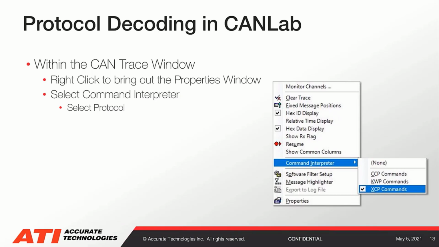CANLab also supports 3 protocols: CCP, XCP, and keyword protocol. We can decode those by right mouse clicking inside the workspace, select the command interpreter, select the protocol we wish to interpret, then set the CRO and DTO to the appropriate values, and CANLab will begin to stream the data in an interpreted format.